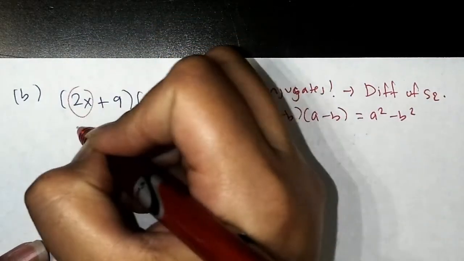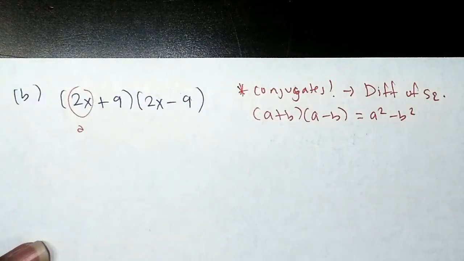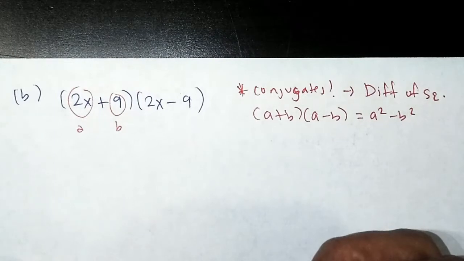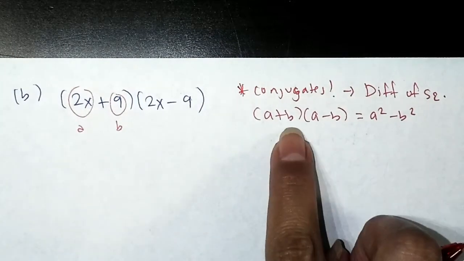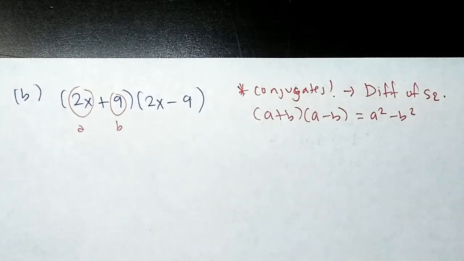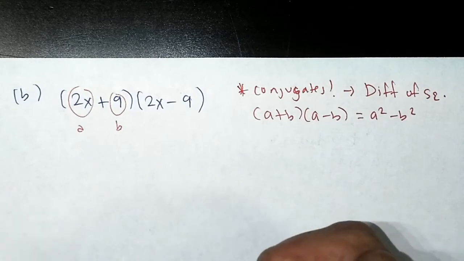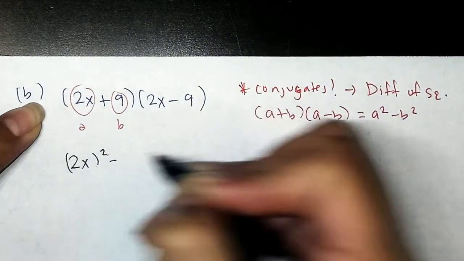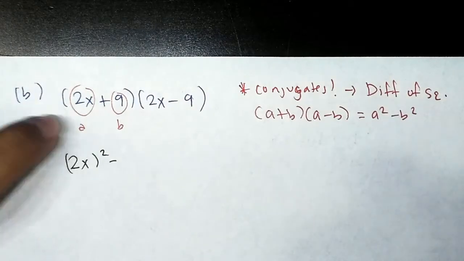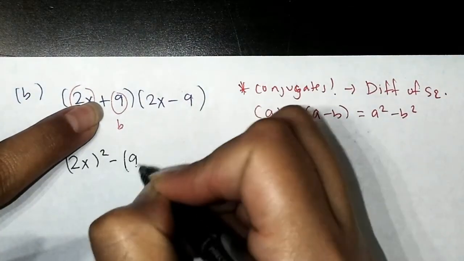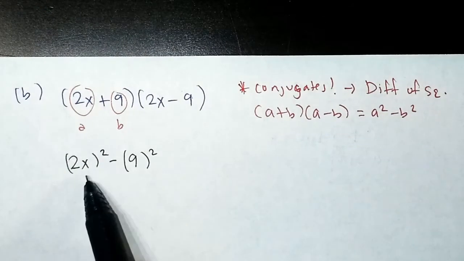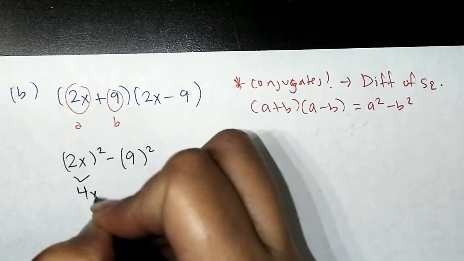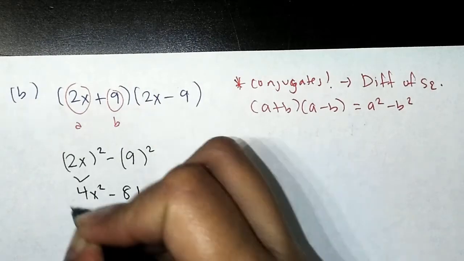So the first term is 2x, that's our a. The second term is 9, so that's our b. So let's do this. If this is our question and this is our answer, product of conjugates will always simplify to a difference of squares. So we're going to take the first term and square it. Always minus, hence the difference of squares. Always minus, second term, and square that. Okay, the square of 2x times another 2x will give us 4x squared. And the square of 9 is equal to 81.